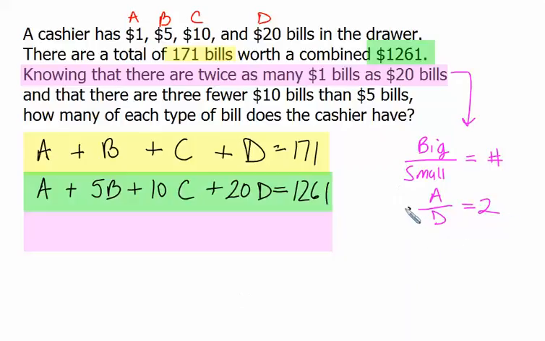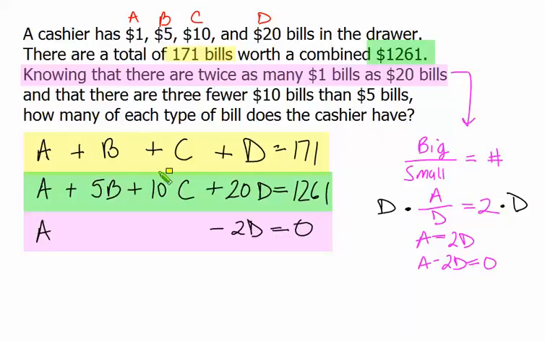We need to get that equation in a different format. So we will multiply both sides by D to clear out our fraction, and we get that A is equal to 2D. But then we want the variables on the same side. So we subtract the 2D from both sides, and we get that A minus 2D is equal to 0.